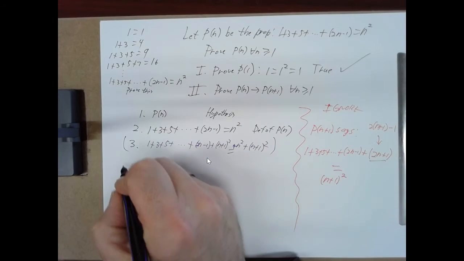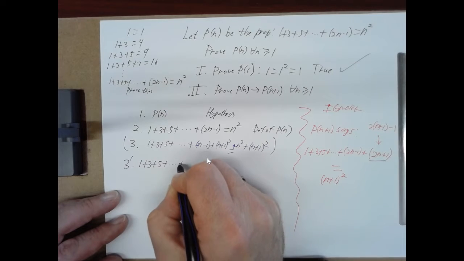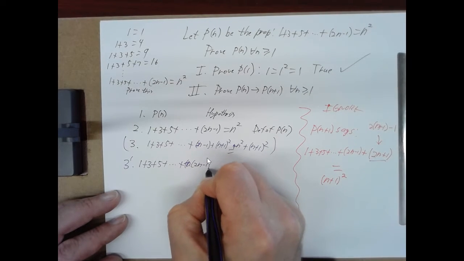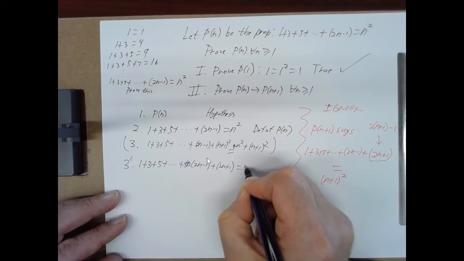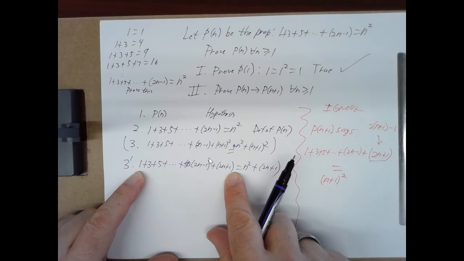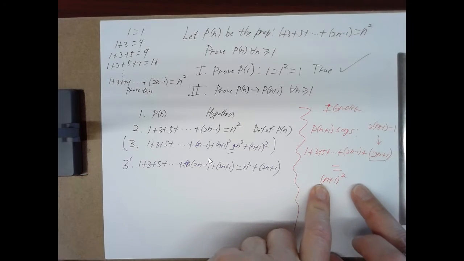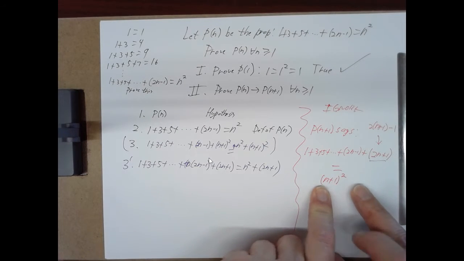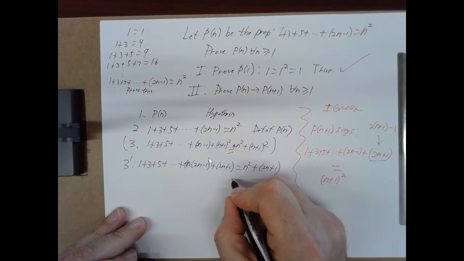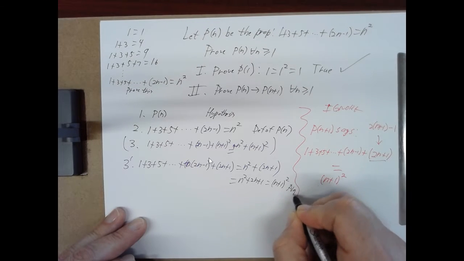So let's do 3 prime. 2n minus 1 plus 2n plus 1. And let's add 2n plus 1 to the right side as well. And now this left-hand side looks like the left-hand side of P of n plus 1. Does the right-hand side look anything like n plus 1 squared? It does. This is equal to n squared plus 2n plus 1 equals n plus 1 squared. And that's all just algebra.